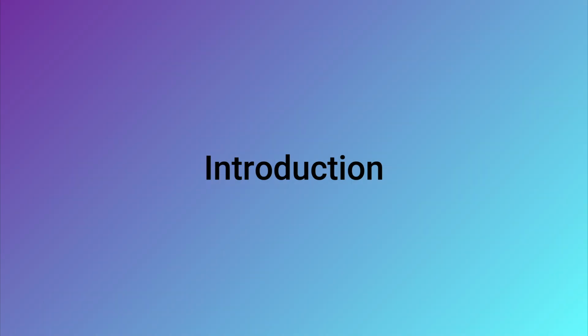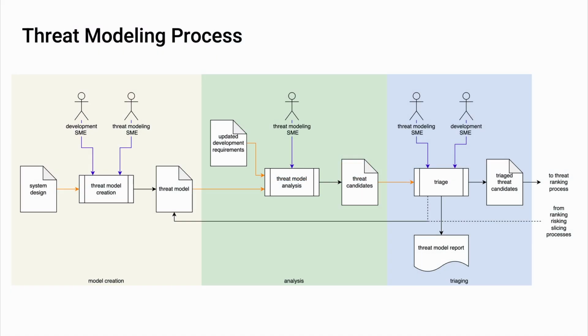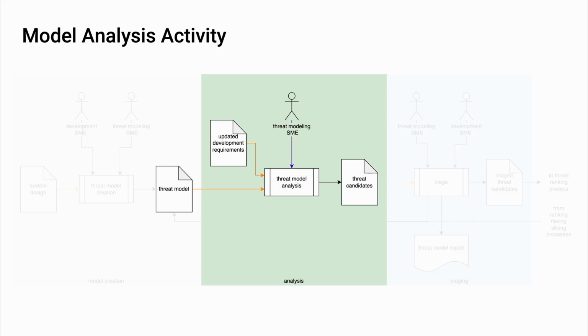Before getting into threat model analysis, let's briefly review where it fits in the overall threat modeling process. Here's the threat modeling process with its three individual activities: model creation, model analysis, and threat candidate triage. Let's consider the model analysis activity. In the threat model analysis activity, the threat modeling SME takes the threat model and the updated development requirements and performs an analysis, which results in the creation of a set of threat candidates.